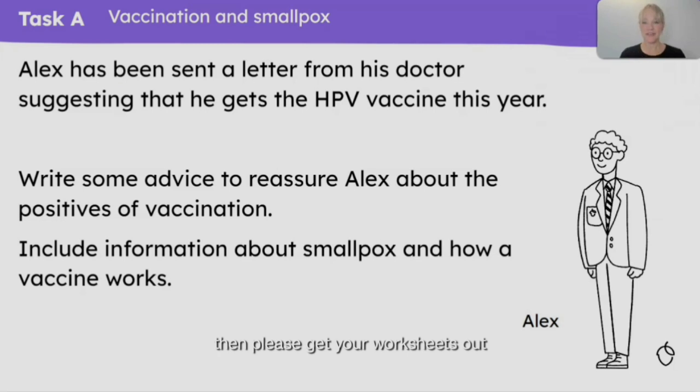Okay, on to our first task of the day then. Please get your worksheets out and you can record your answer on there. This one is task A. Alex has been sent a letter from his doctor suggesting that he gets the HPV vaccine this year. Write some advice to Alex to reassure him of the positives of vaccination. Include information about smallpox and how a vaccine works. I'll give you a moment to think about it, but if you need more time, please pause the video.